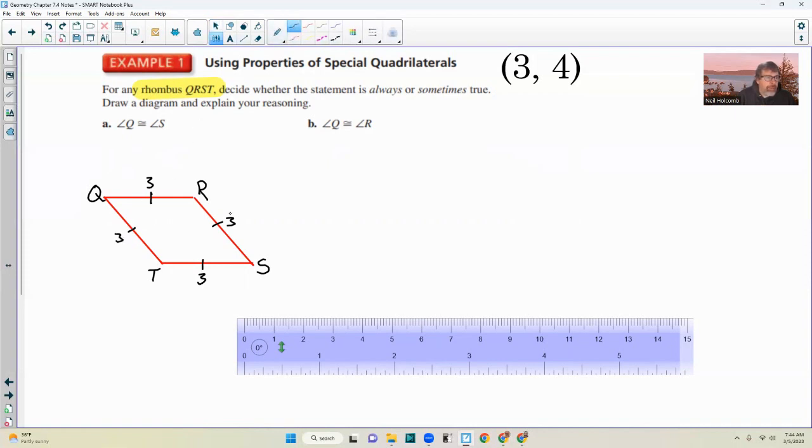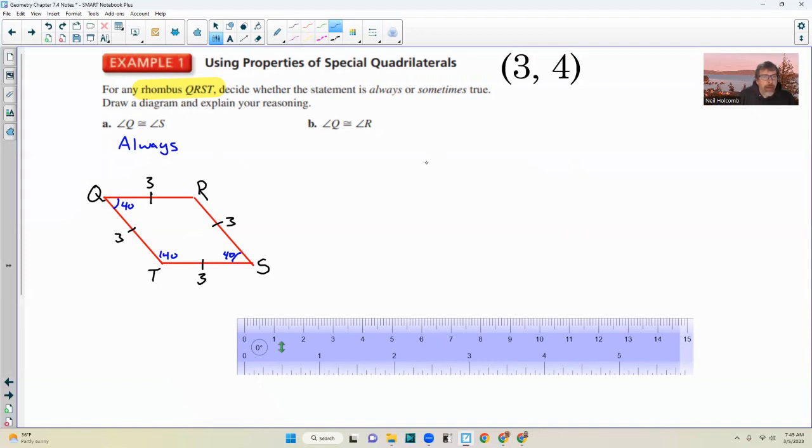That's still 3. Angle Q, I'm going to use blue here. Angle Q is congruent to angle S. Okay, those are opposite angles in a rhombus. And since it's just a square pushed over, remember our rule that says consecutive angles are always supplementary. So if this is 40, then this has to be 140. And if this is 140, this has to be 40. So then opposite sides are congruent. So that is always. Opposite angles are always congruent in a rhombus.